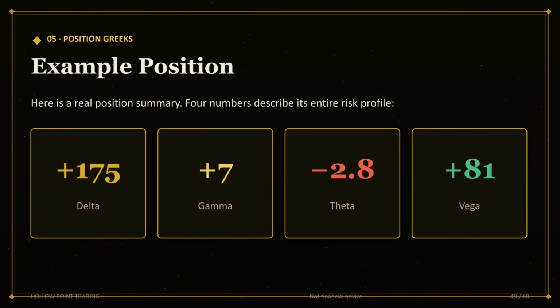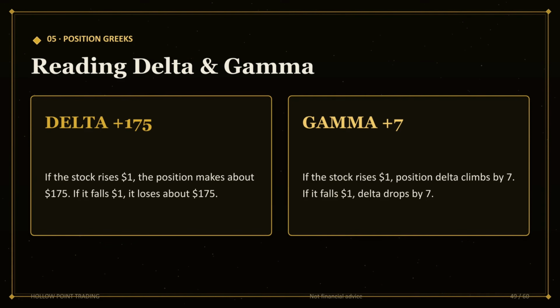Here is an example of a real position summary. You can see its complete risk profile defined by these 4 specific values. Let's break down delta and gamma. A positive delta means your position gains value as the stock rises. Gamma tells us how that delta value itself shifts when the stock moves.